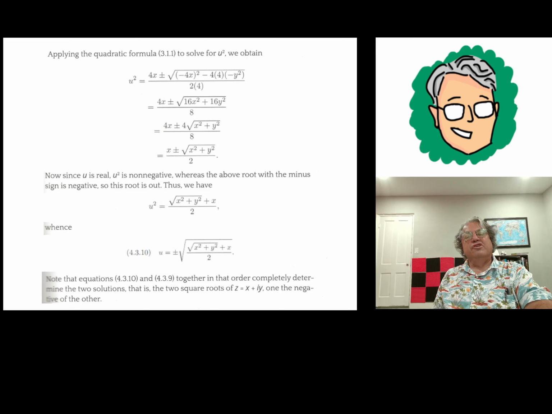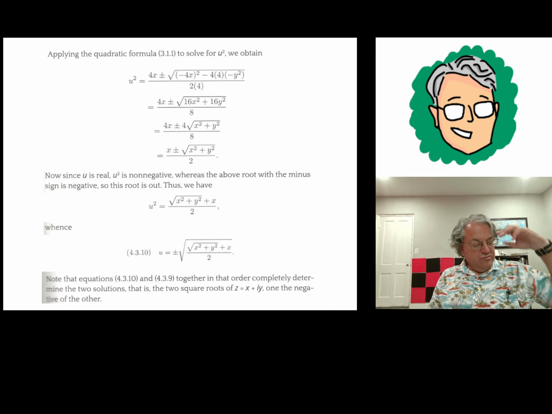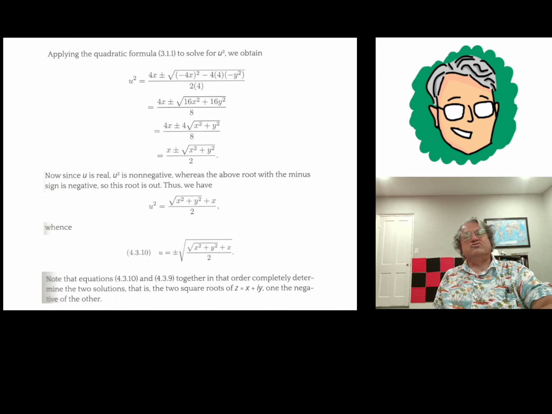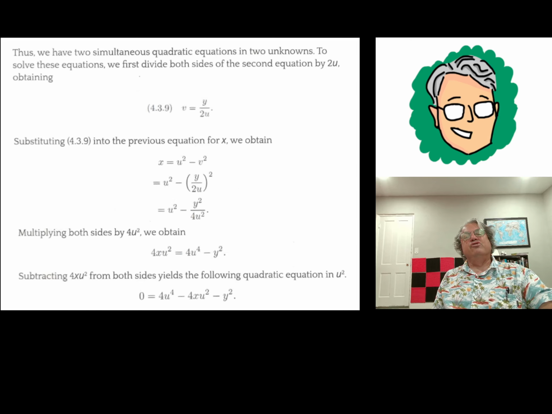So in the end, what we're going to get for u, this is equation 4.3.10, u equals plus or minus the square root of the quantity, the square root of x squared plus y squared over 2. That is the formula. Or I'm sorry, x plus the square root of x squared plus y squared, over 2. So that's the formula for u.